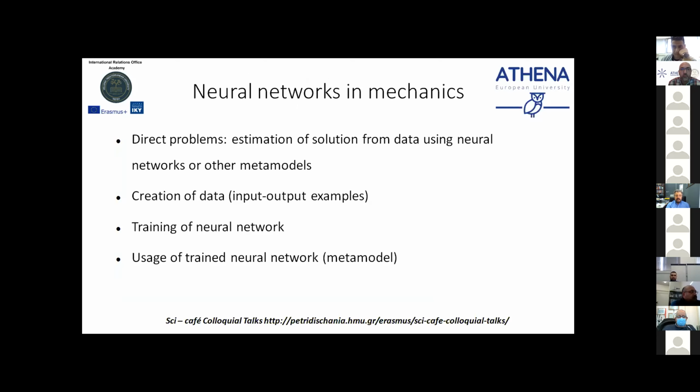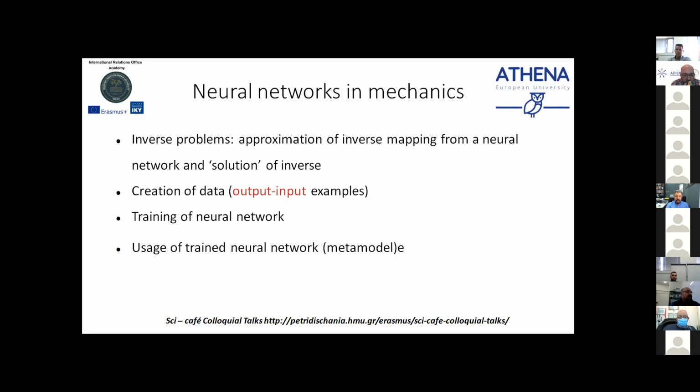Well, let me start the talk: neural networks in mechanics for direct problems. We can estimate the solution from data using neural networks or other metamodels. First, we have to create data for training. Then we have to do the training of the neural network, and then we have to see if we have succeeded in creating a useful trained network. That means we can use this metamodel instead of the initial problem.